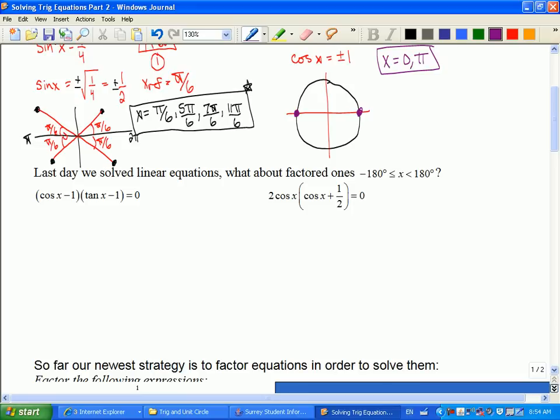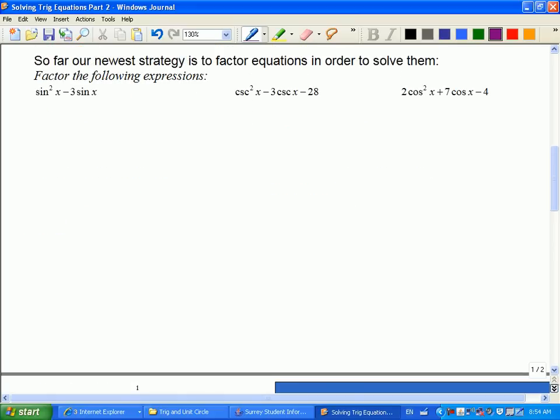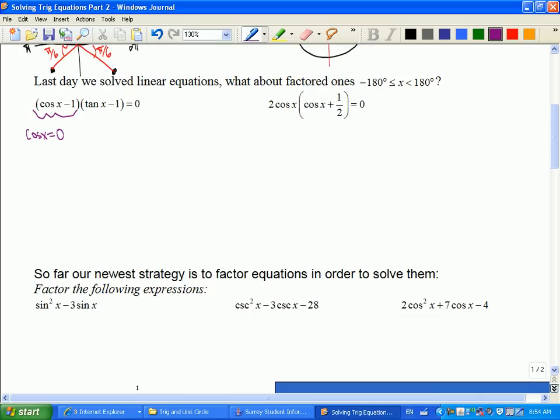Yeah, so it might have been first semester last year that you did this, but basically what we're going to do is take each piece. If I make this piece equal to 0, then 0 times anything else is 0. Or I could make the other piece equal to 0. That'll solve the equation like we did last day.